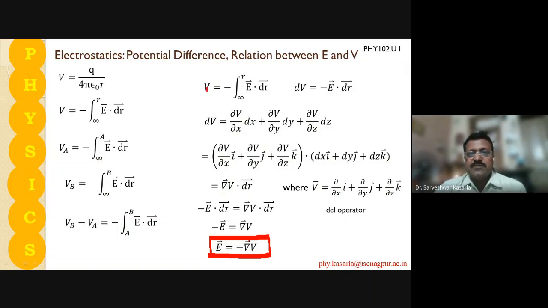It is simple steps. V is equal to this expression, and dV can be written like this, and we just write dV in terms of differential. You just express this differential in terms of dot product of two vectors, and if you use the del operator instead of this, then you will get the expression. So these are the steps to be remembered.